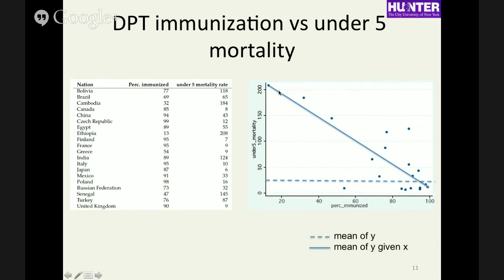So looking at the scatter plot, you can see that clearly there is some relationship here, but it doesn't explain everything. And especially as you get into the countries with high percent immunized, there's a lot of variation in that under 5 mortality. And that's because there are other causes of under 5 mortality than diphtheria, polio, and tetanus, even though that's probably a measure of the robustness of the public health system in that country to some extent, but it doesn't go all the way.